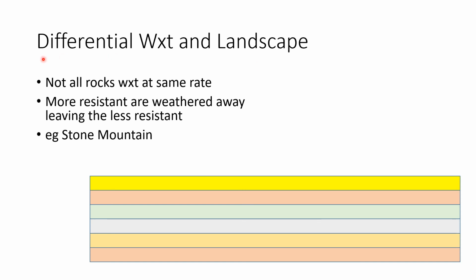Okay, differential weathering. Differential weathering is what gives us most of the landscape, the surface of the planet that we see. All of it results, all might be a strong term, almost all of it at least, results from differential weathering. So what's happening here is not all rocks weather at the same rate. Some of them resist weathering better than others.